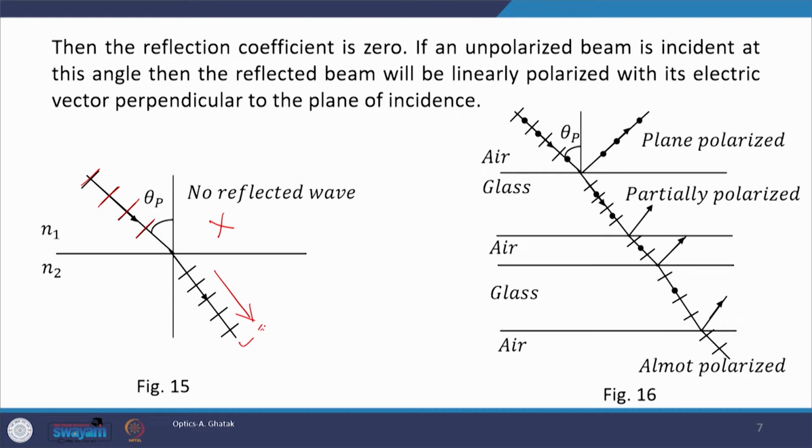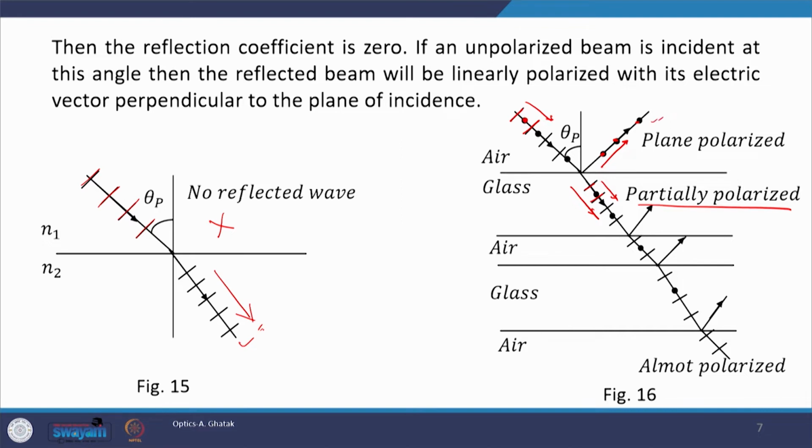Here we are launching an unpolarized light which has a perpendicular component as well as a parallel component. In this case, in the reflected arm there will not be any parallel component, but only the perpendicular component, while the transmitted arm will have both the parallel as well as the perpendicular component. This transmitted arm is called partially polarized because most of the perpendicular component is in the reflected arm.